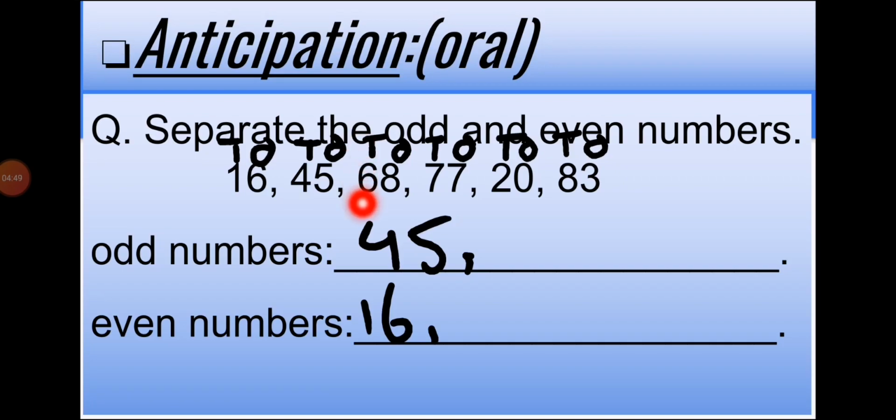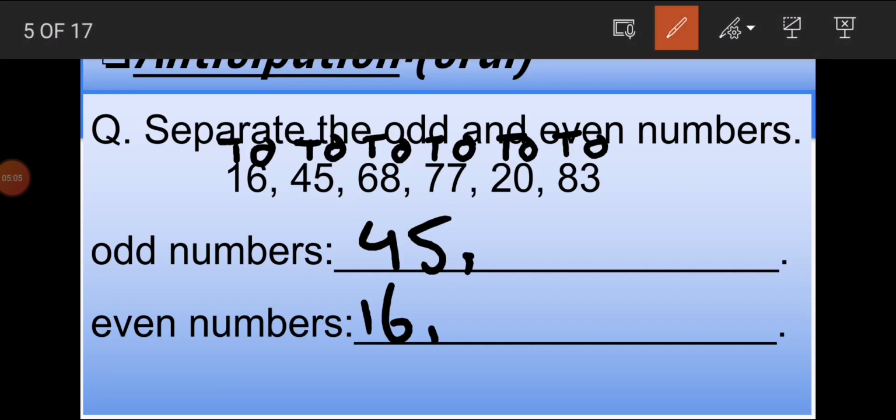Now the next number, 68. Again check the 1 space. 8 is on the 1 space. 8 is even because it's a multiple of 2, and we can divide 8 exactly into pairs of 2. So 8 is an even number. 8 is on the ones place. So the whole number 68 is an even number.